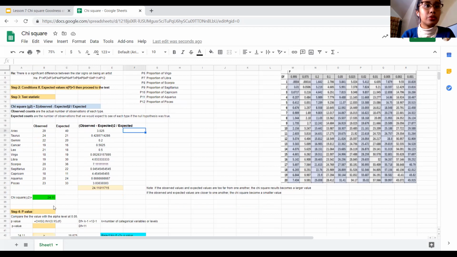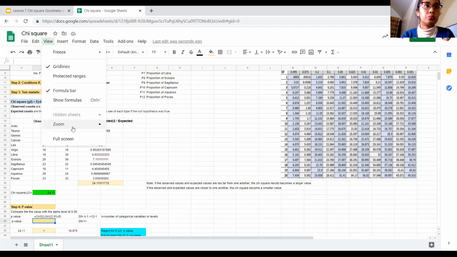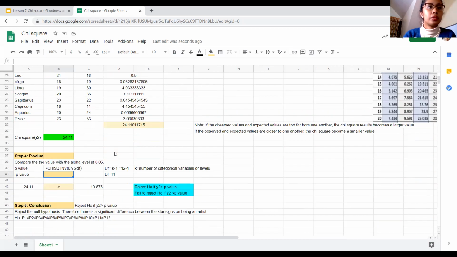Now, we're going to solve for our p-value. So, how do we get the p-value? We can use a formula from your Excel, which is chi.inv, quantity 0.95, comma, your degrees of freedom. Let's zoom in. So, we're done there. We got our chi-square.